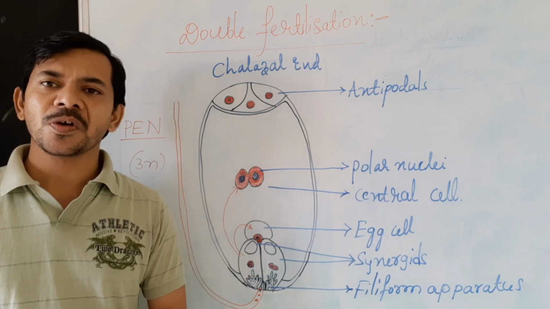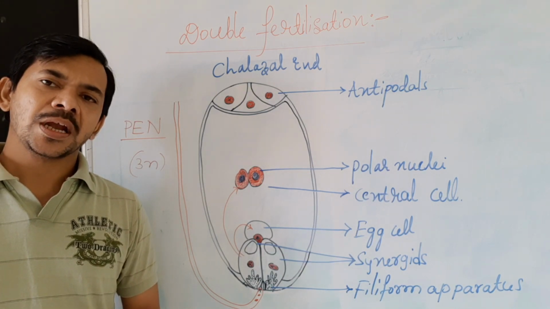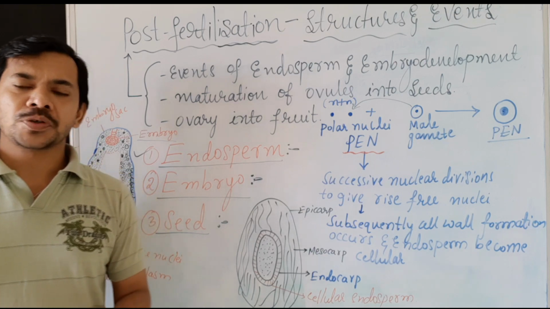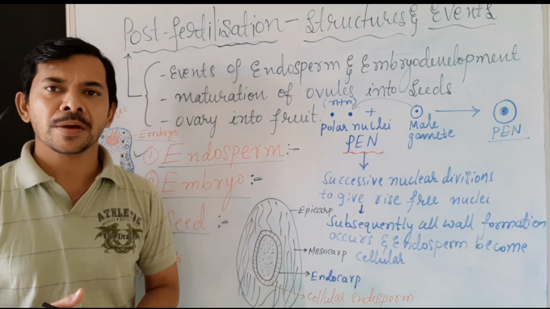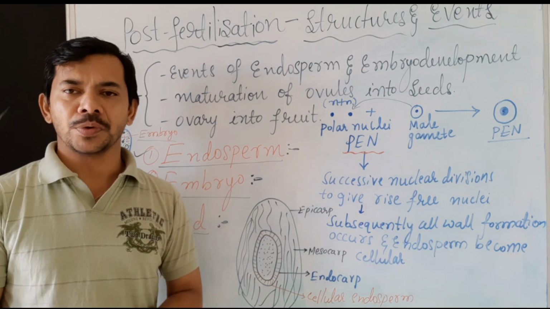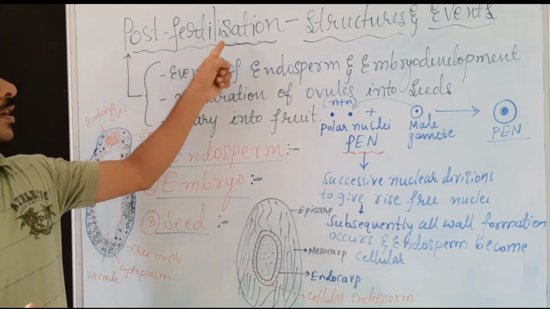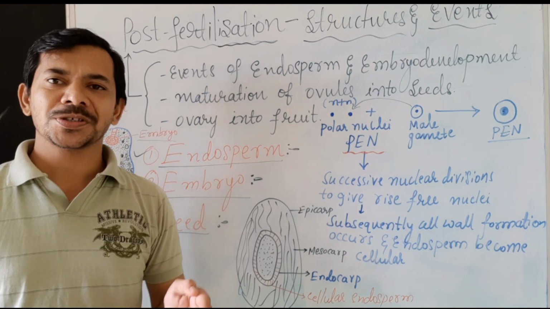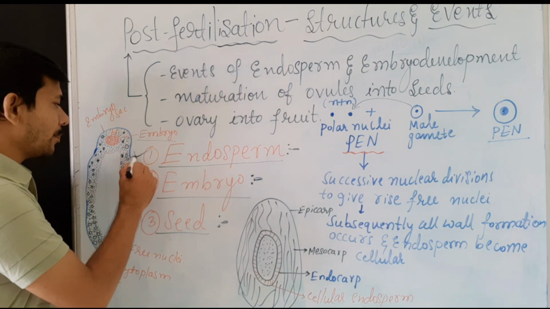Endosperm consists of rich reserve food material and is very essential for the development of the embryo. In the post-fertilization events, which are nothing but the events after fertilization, there is endosperm and embryo development and the maturation of ovules into seeds and ovary into fruit. All these three events are collectively termed post-fertilization events. In these events, it forms three structures, and those three structures are nothing but endosperm, embryo and seed.